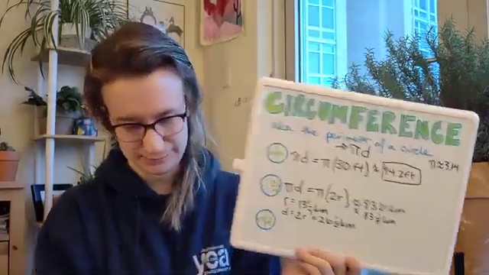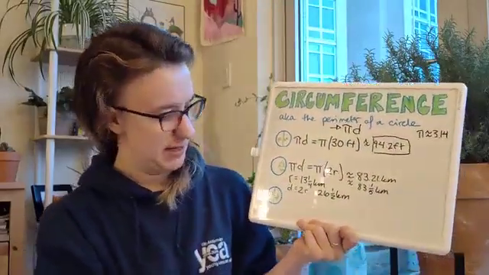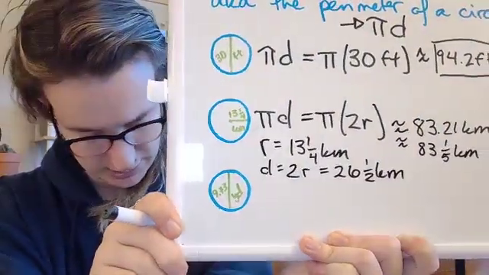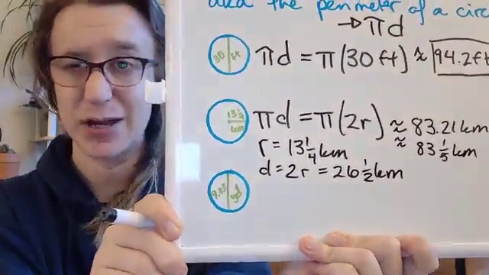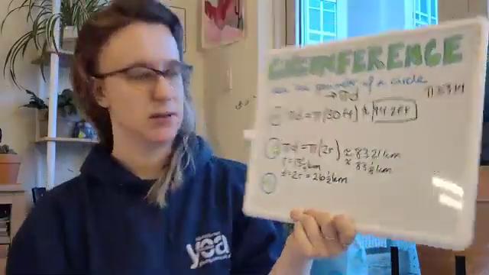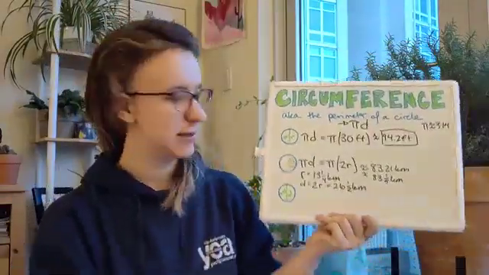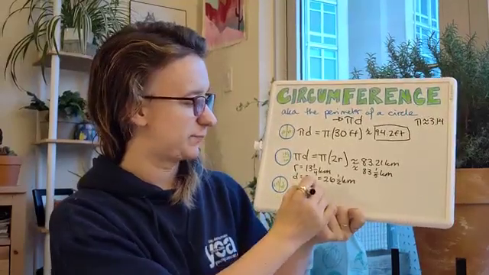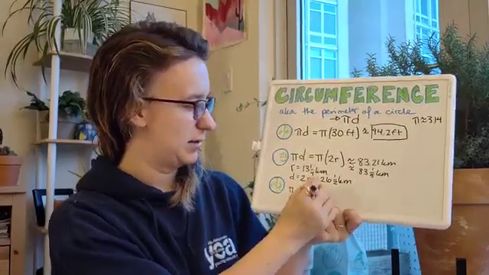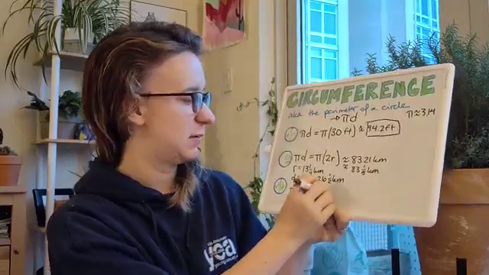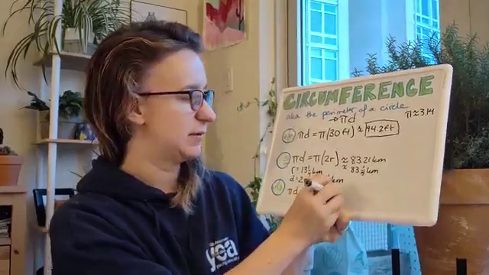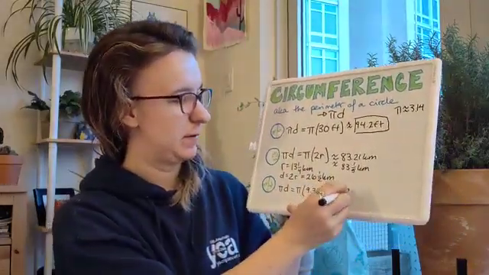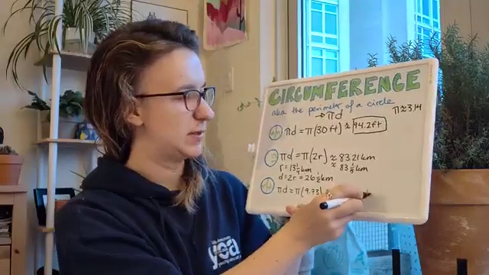So this last one, okay, let me go ahead and put this one up to the camera so you can see. Okay, so this one is 9.73 yards. Doesn't matter. Okay, they give us a diameter. That's all we need. So for this one, pi times the diameter would equal pi times 9.73. Okay, and that would be approximately 30.6 yards.